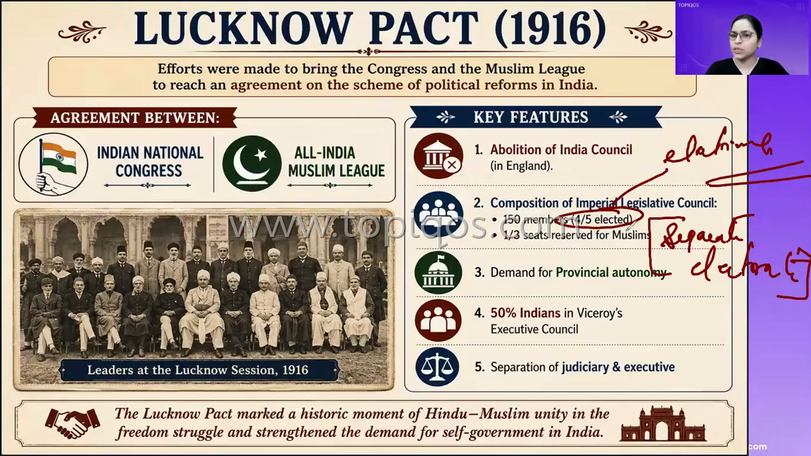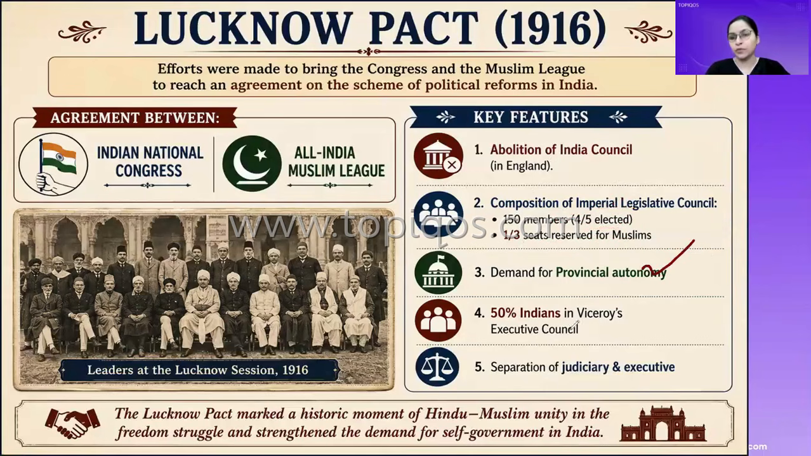But if we are supporting you people for the election, we want 1/3 of the seats to be reserved for the Muslims. Okay. Then the next important thing, demand for provincial autonomy, 50% of Indians should be there in the Viceroy's Executive Council, and judiciary and executive should be separate. Okay, so these were the important demands of this Lucknow Pact.